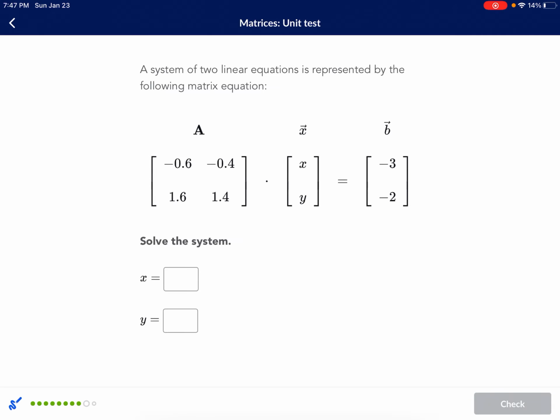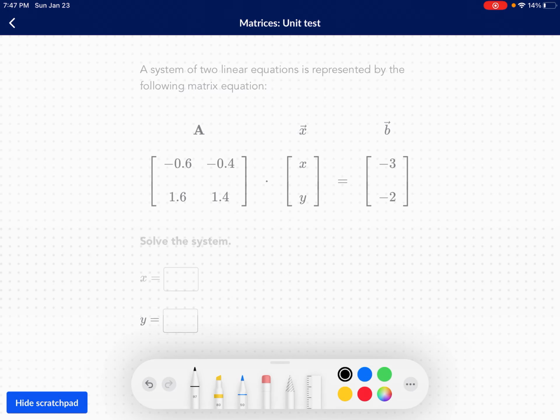Solve the system. So here you have to find the inverse of A. So I'm going to find the determinant of A first. The determinant of A is negative 0.6 times 1.4 minus negative 0.4 times 1.6.